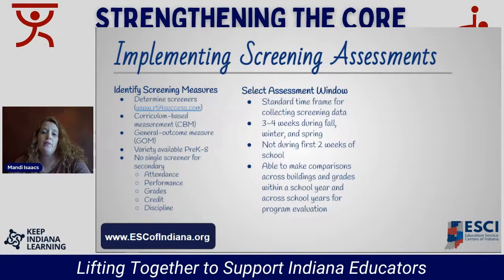Then once you've identified your screening measure, you need to be sure to select an assessment window. You want to make sure that you have a standard assessment window across your district. If you have multiple buildings, you want to make sure that it is the same 3 to 4 week window across all buildings, because that's going to allow you to make comparisons across your districts. And then also it'll allow you to make comparisons from year to year. And that's part of your outcome measures. You're able to look at the outcomes and how effective what you're implementing is from year to year. If you don't have it as a set window, then that's going to vary from year to year and give you inaccurate data to be able to provide the best support and growth for your educators.